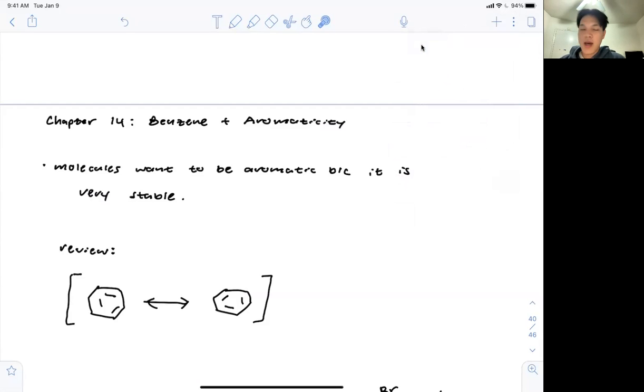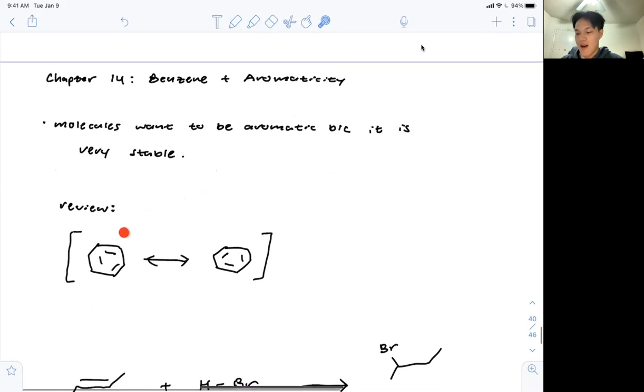So just a quick recap. In the last video, we talked about how molecules, especially aromatic ones, want to be aromatic because aromatic molecules are very stable, right? And we mean very stable because they have these delocalized pi electrons here, right? So because of these delocalized pi electrons, their charge is evenly distributed, and that makes it very stable. And remember our rules for aromaticity, we have one where the pi electrons have to satisfy 4n plus 2, where n is any integer.